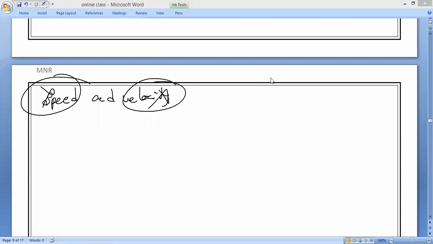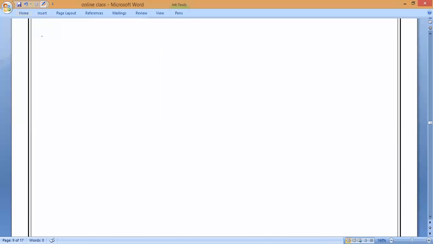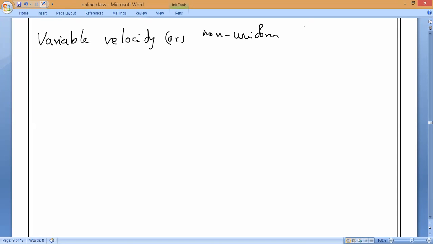Now let us first finish types of velocity. The first type of velocity is completed. What is the first type of velocity? Uniform velocity. So uniform velocity is over, then the opposite one. What is that? Variable velocity, or non-uniform velocity. Both are the same: variable velocity, or we can say non-uniform velocity. Is it okay, everybody?